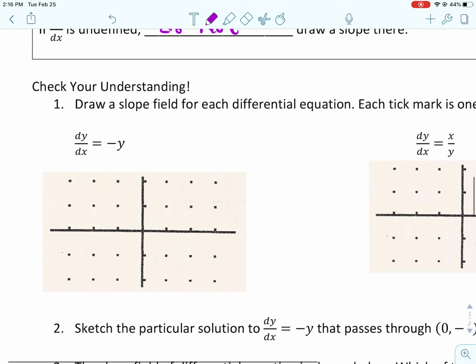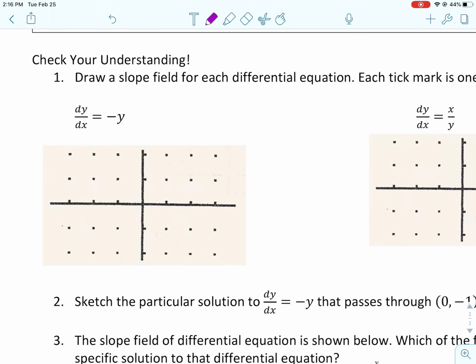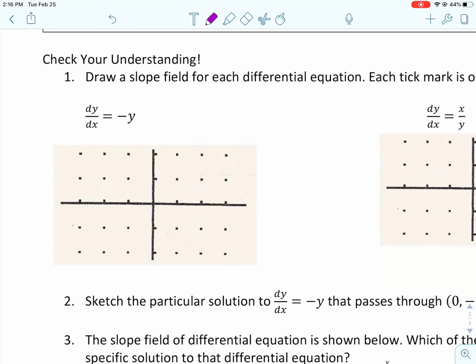Okay, so on our first check for understanding, the first slope field we're going to do is for dy/dx equals negative y. So this time we only have a y. Before, when we went down vertically, those slopes were all congruent. This time when we go across, they should all be congruent. All right, so I'm going to start at the top left corner. What is the ordered pair right there?